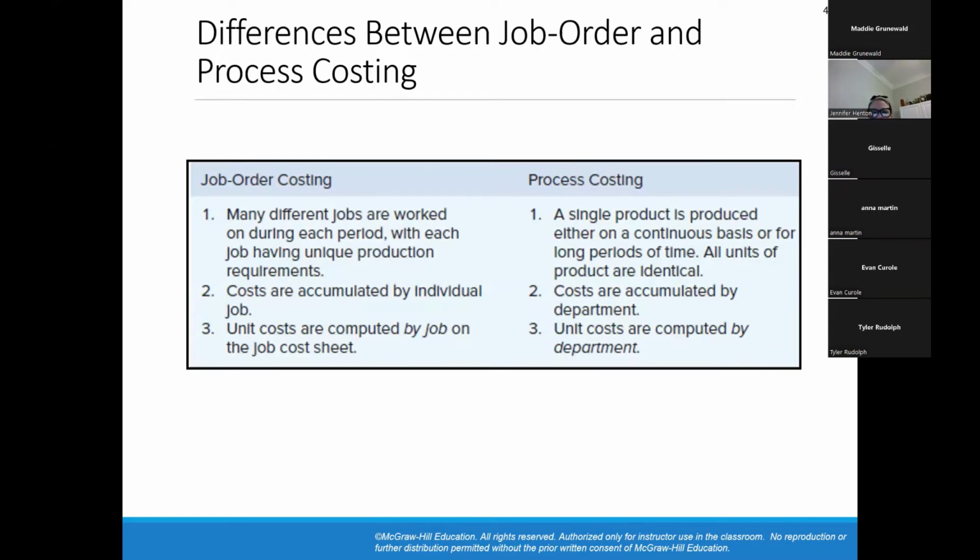And then we have costs that are accumulated by department. So we talked about bringing information into a job. This time we're going to be looking at what is accumulating per department instead of jobs. And then the unit costs are computed by department. So we're going to break that out, and that's where it deviates a little bit.